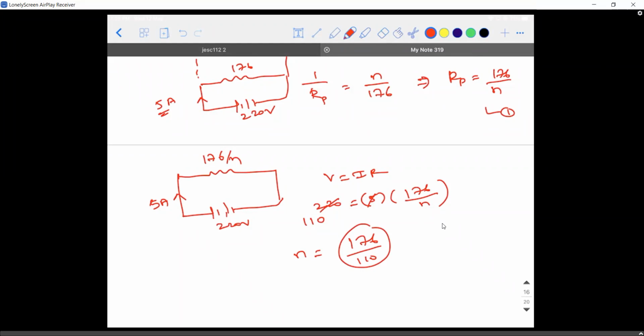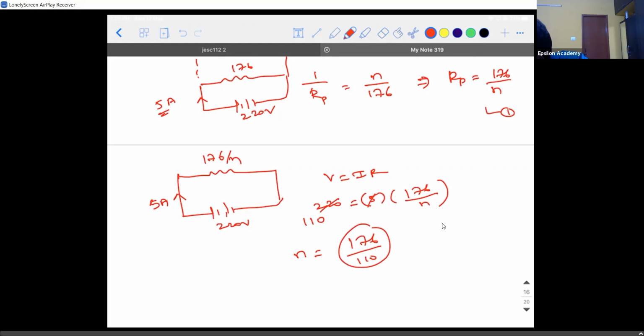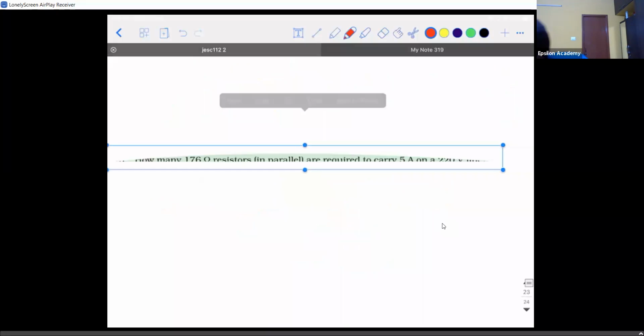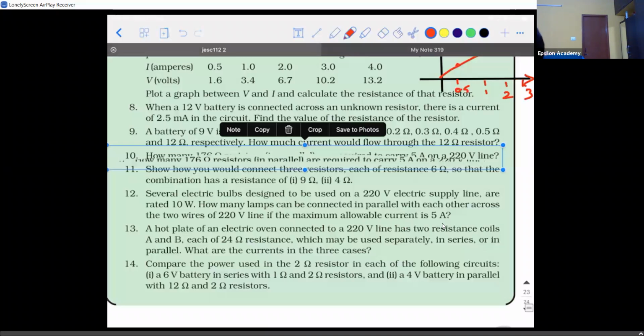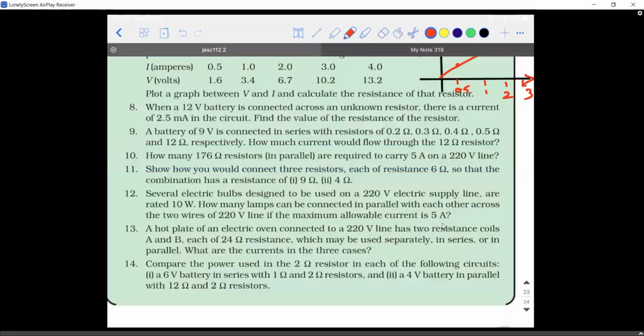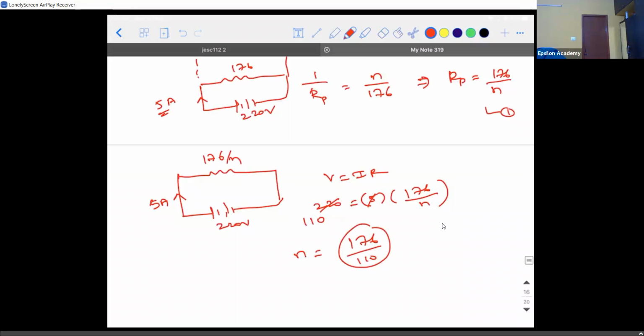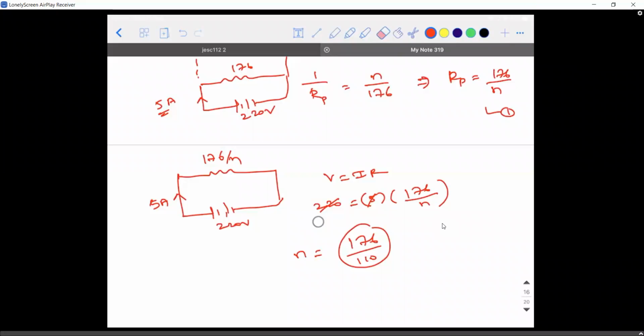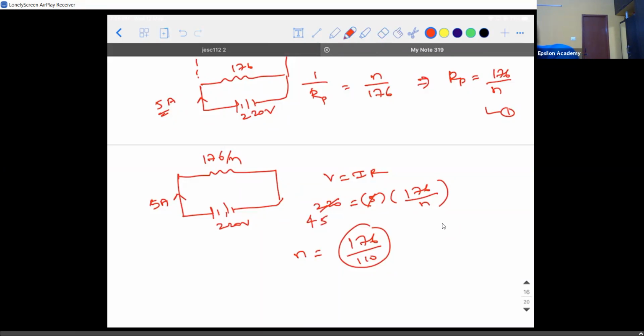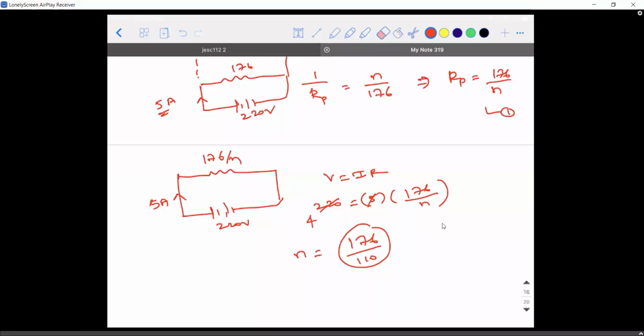1.6, sir. But it is not like that. 176, no? 220 volt or 200 volt? 220, sir. 220 only. Are required to carry a 5 ampere current. So V is equal to IR. 220 is equal to I, which is 5 ampere, into R, which is 176. Sorry. 5 and 220 will go 44 times. Yes, sir, 44 times.